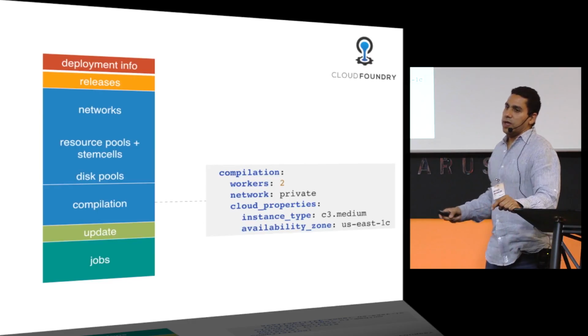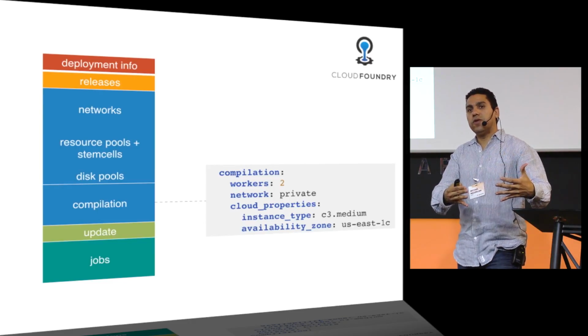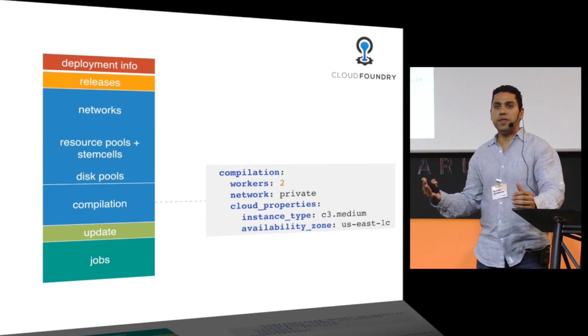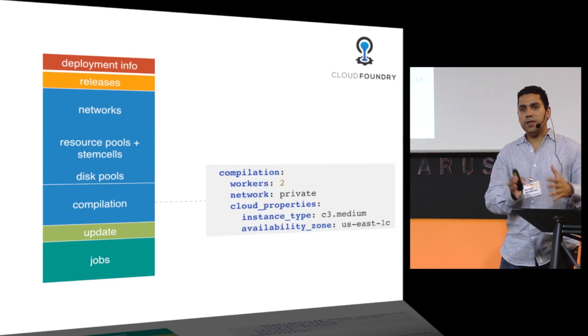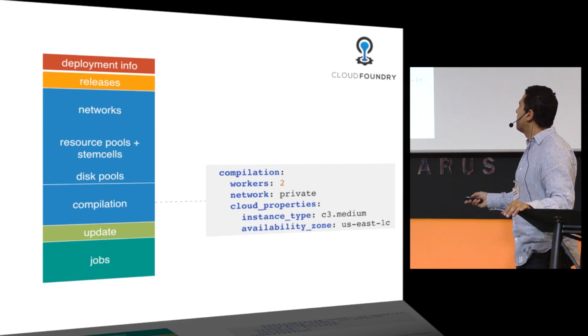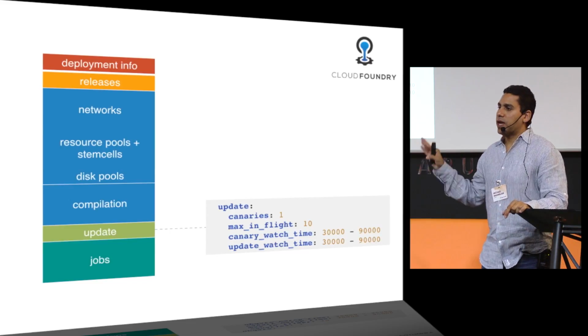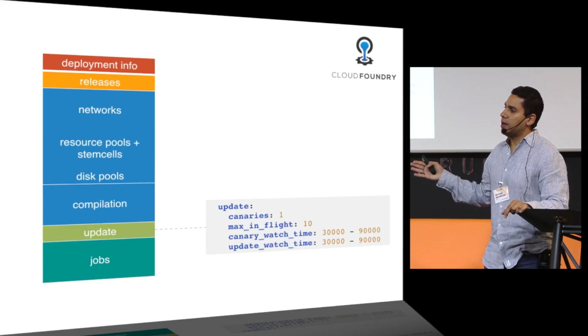Then you specify, okay, when I deploy, how many VMs is it going to start for compilation? And that's an important piece because as you do your deployment, it's going to spin up those VMs just for compilation. So how many of those do you want and so on. And then you want to say, when you do an update, use the canary process and how many canaries.